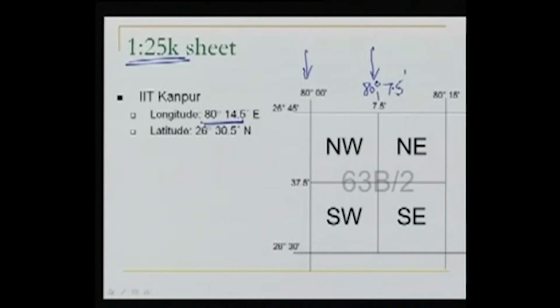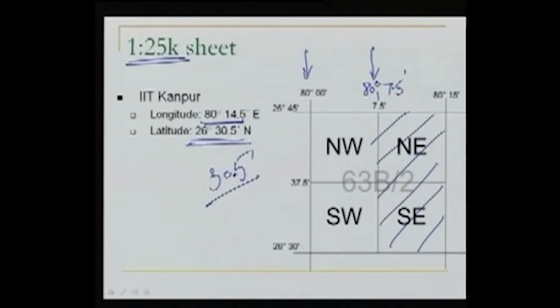So my area of interest is between these two longitudes. In terms of the latitude, it is 30.5 minutes. So 30.5 will be somewhere here. So what we find is that our area of interest is in the SE block.